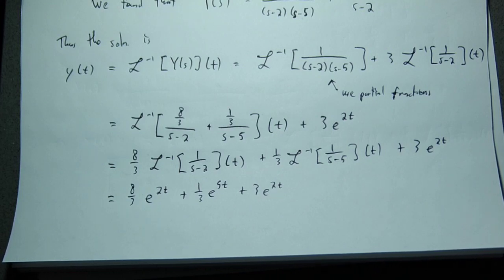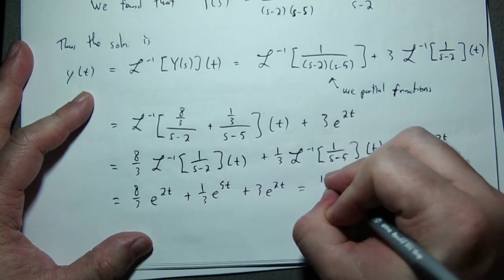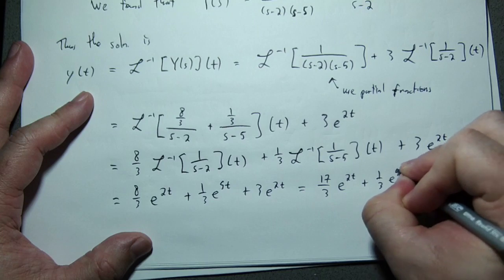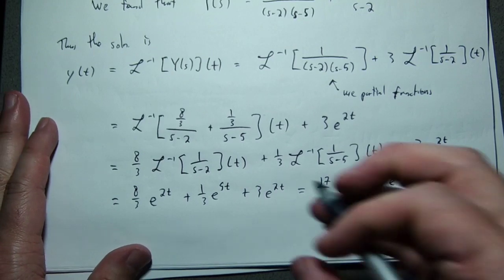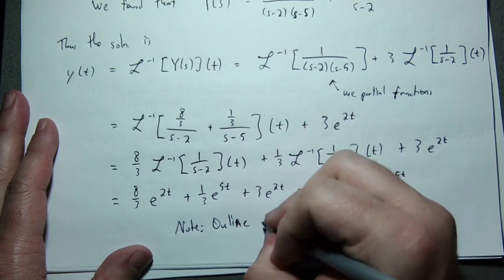I see what's gone on here. Oh, I see. I'm right, and the solutions are wrong. So what this becomes is 17/3 e to the 2t plus 1/3 e to the 5t. Then we should just check this. Note, the online notes are wrong on this example.